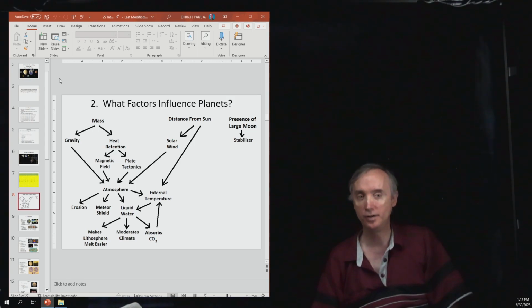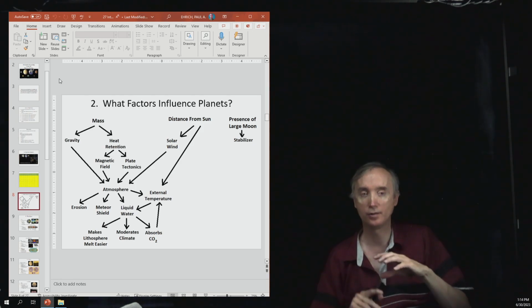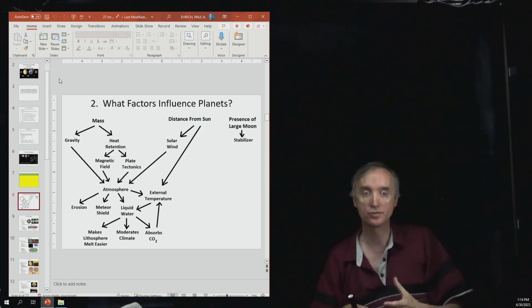The magnetic field shields a planet from the solar wind. The sun's solar wind can erode the atmosphere of a planet unless that planet has a magnetic field. So if a planet is too small, it loses its magnetic field, and therefore its atmosphere can be stripped away by the solar wind of the sun.